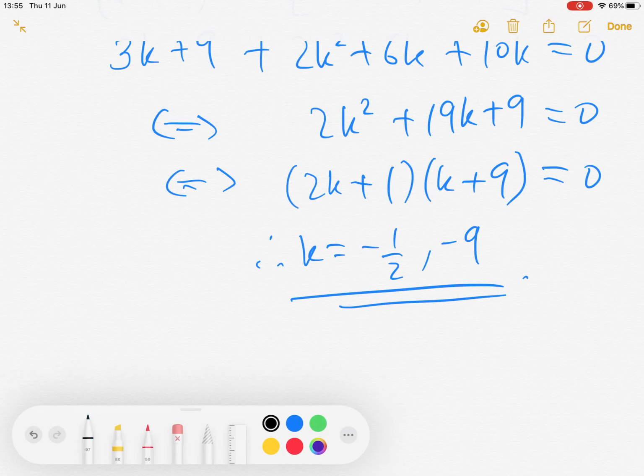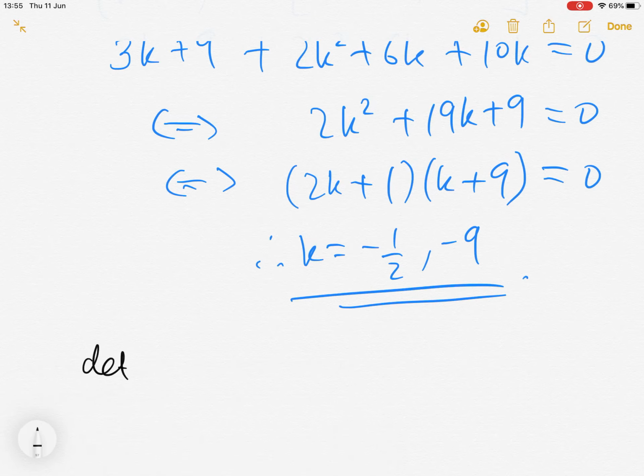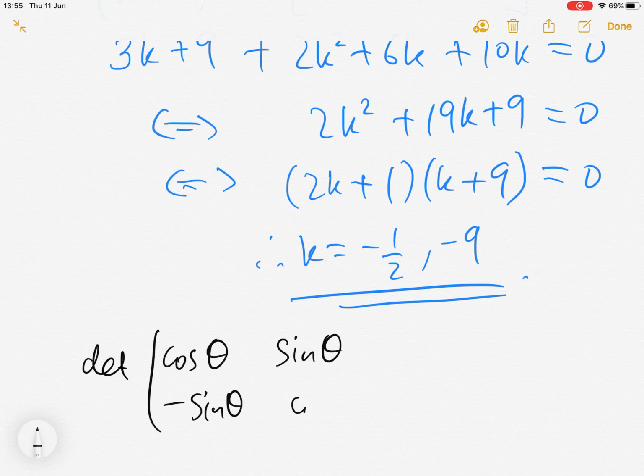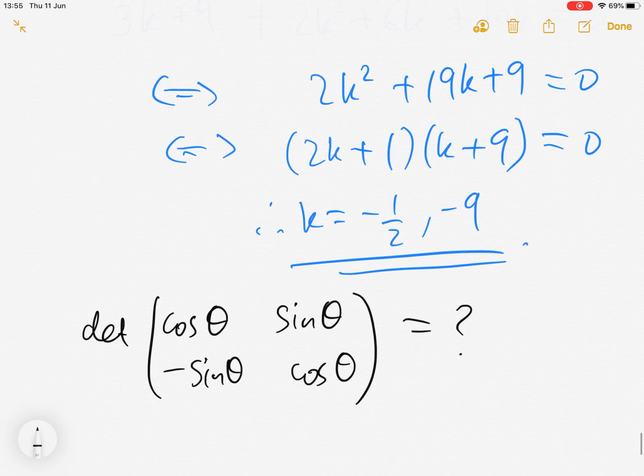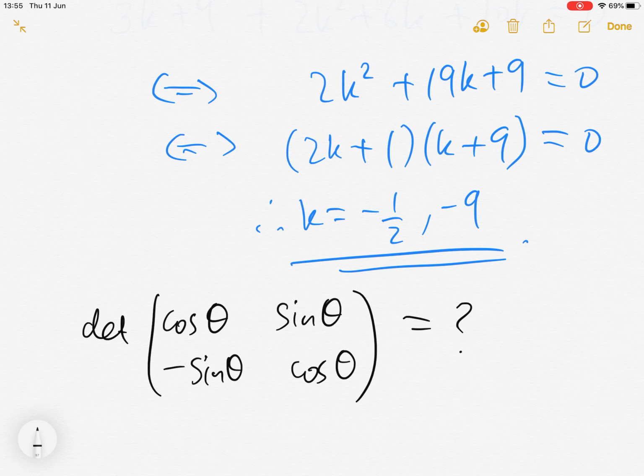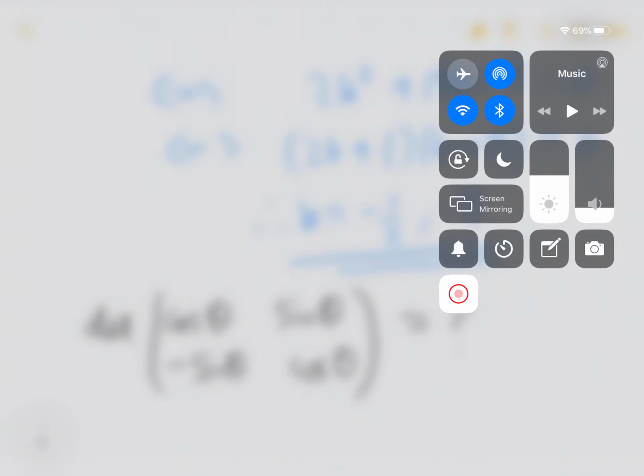And just one last one to think about that I won't tell you the answer to, but I'm sure you'll be able to figure it out, is what is the determinant of this 2x2 matrix here? So that's one for you to have a go at right now. And we'll stop there.